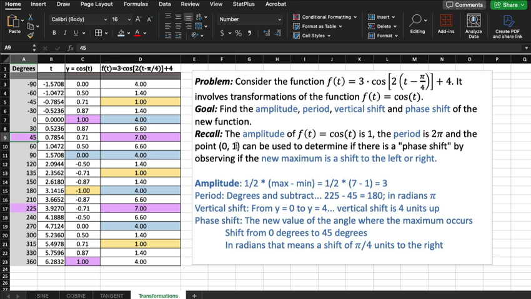And that's how you use Excel to figure out amplitude, period, vertical shift, and phase shift of a transformed cosine or sine function.